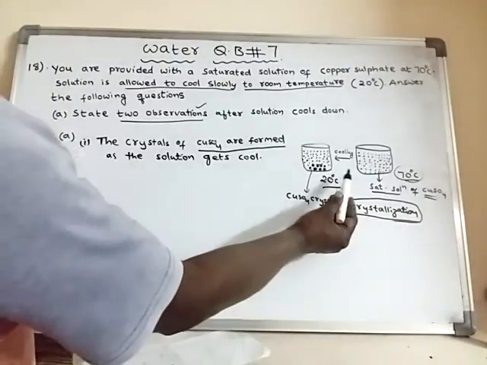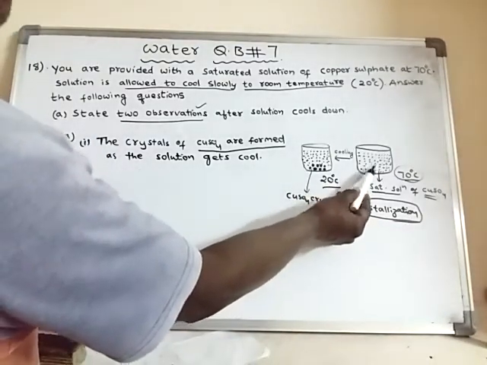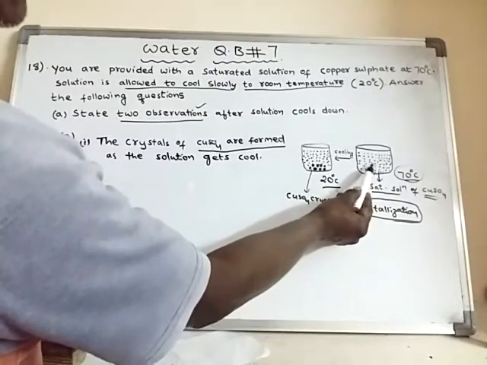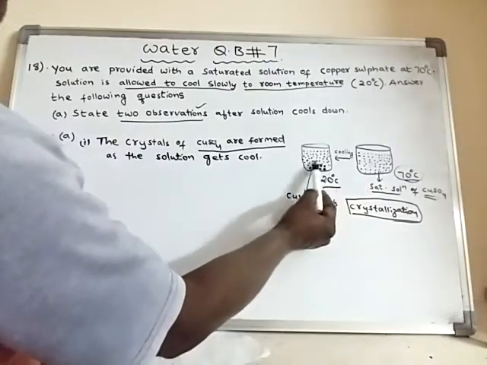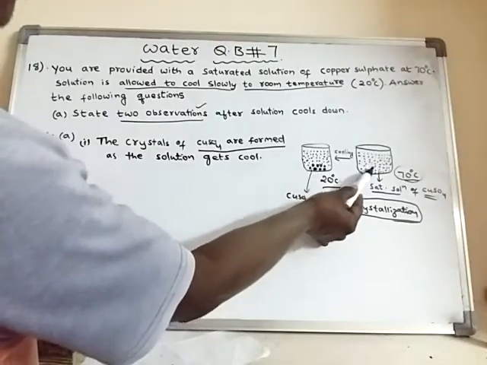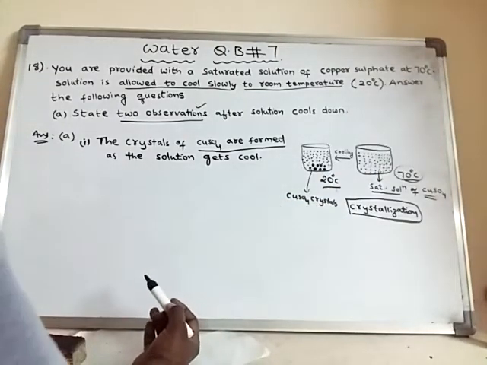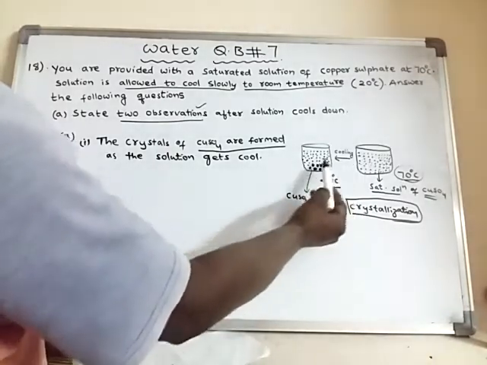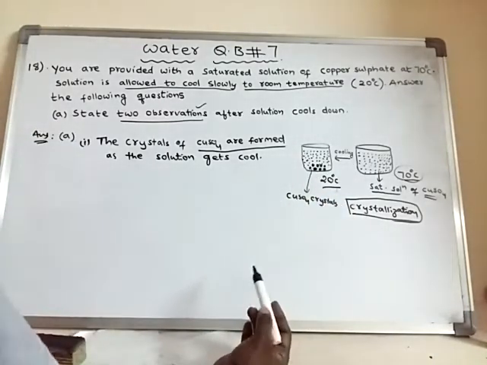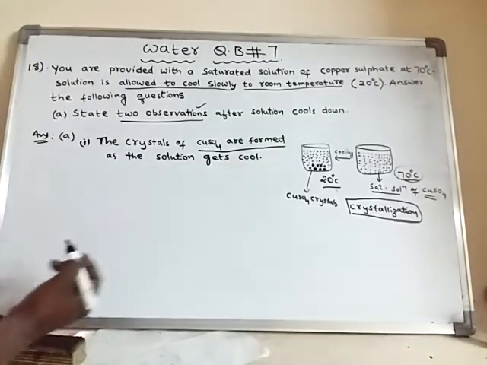Copper sulfate is dissolved in the solution, so from this solution we will get copper sulfate crystals. That means crystals of copper sulfate are crystallized out. So this is the observation we found.